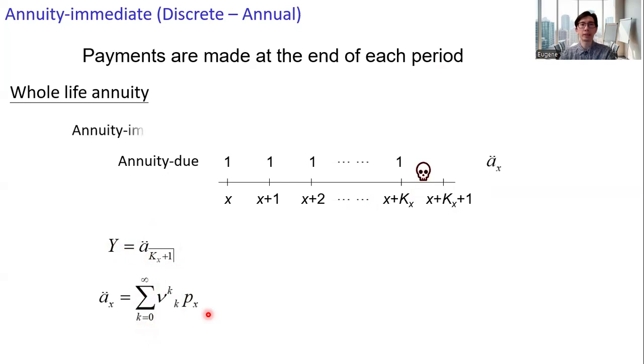For annuity immediate, if the individual dies at this time point and the payments are made at the end of each period, therefore the payment pattern is given by this. The actuarial notation, a sub x. I use the asterisk to denote annuity immediate. For whole life annuity immediate, Y, or the present value random variable, is a angle k_x.